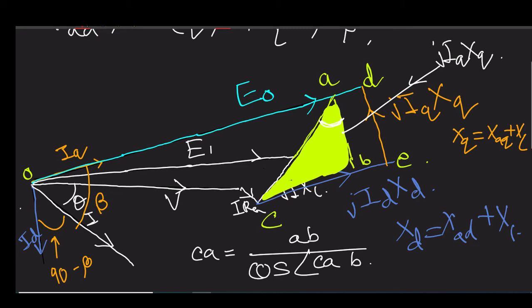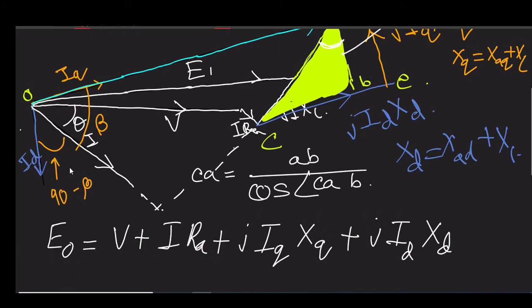But we are sure of AB. AB is jIqXq. Now what is angle CAB? This angle we need to know. What we can do is extend this line to form a bigger triangle.